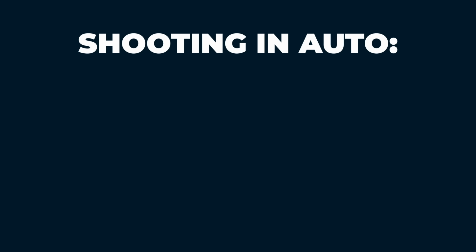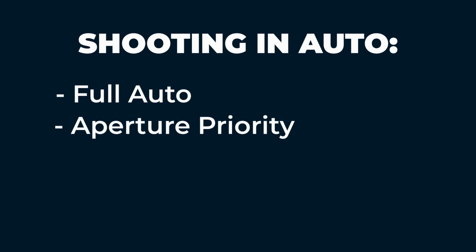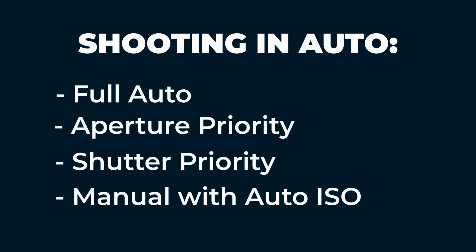First, I want to dispel a common myth and explain why using your camera in any kind of auto mode is actually the hardest way to use your camera, and why using it in full manual mode is the easiest. So let me explain. When you're shooting in any kind of automated mode like full auto, aperture priority, shutter priority, or even manual mode but with auto ISO, you're letting your camera decide what the best exposure is, and when you leave any exposure decision up to your camera, there's room for it to get it wrong.